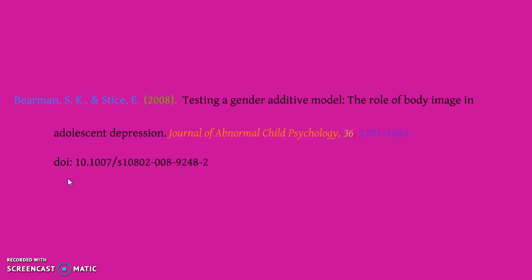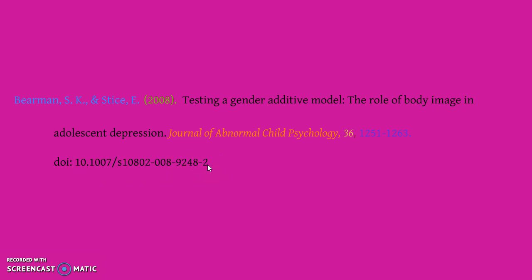With APA 6th edition, all you need to include is a DOI, so notice that the D is lowercase, a colon, and then the DOI itself, so the 10 dot number. And that is what goes at the very end of your citation. Do note that there is not a period at the end of the DOI.